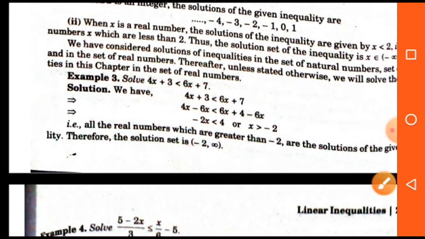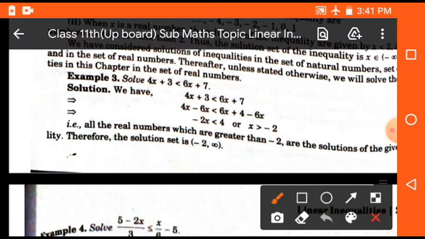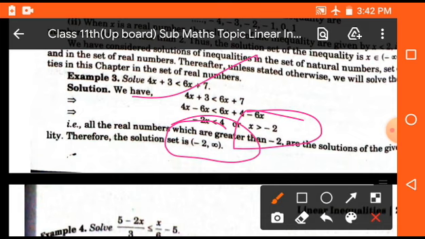Now I am taking another example, and this example is: solve 4x plus 3 is less than 6x plus 7. On solving, we get that x is greater than minus 2. It means that we can take all the values which are greater than minus 2. So we can take minus 2 to plus infinity. So these are the solutions of a linear inequality.